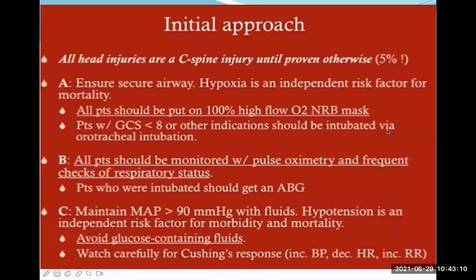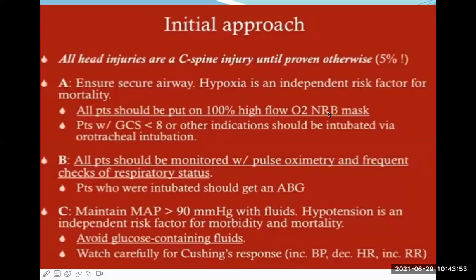Now, these are the initial approach in a case of head injury. So this is important knowledge. Let me quickly go through it. All head injuries are a C-spine injury until proven otherwise. Already talked about. Though C-spine injury may occur in 5% of the cases, it is such an important coexisting injury that a person can become a quadriplegic patient if we do not take care of it. Ensure a secure airway. Hypoxia is an independent risk factor for mortality. So all head injury patients should be given a good flow of oxygen through a non-rebreathing mask.